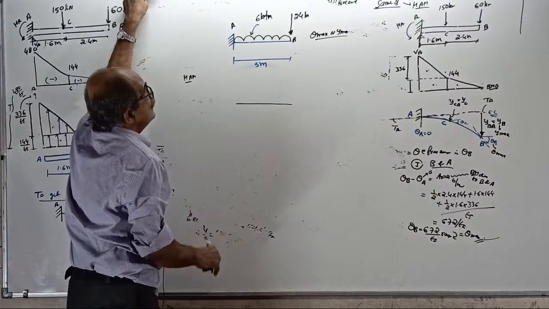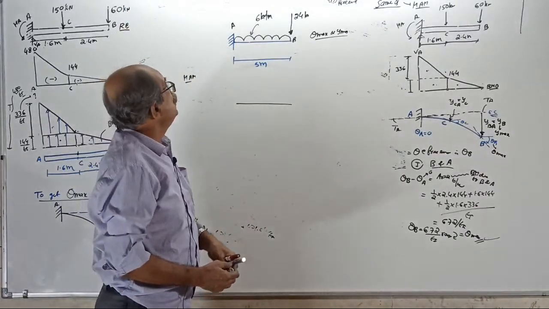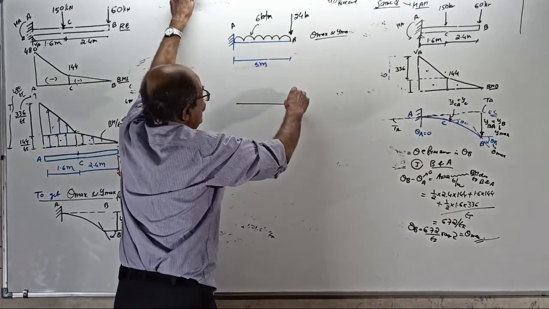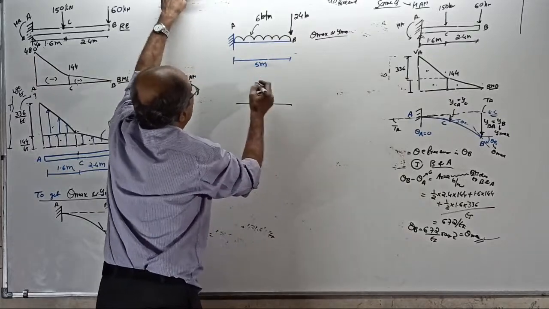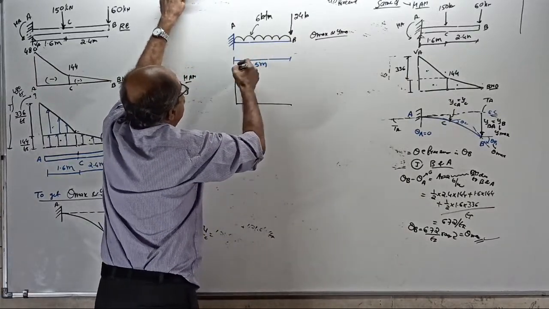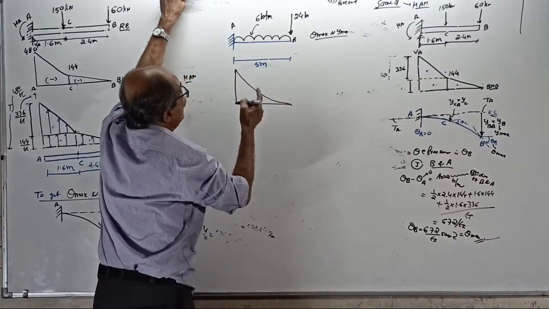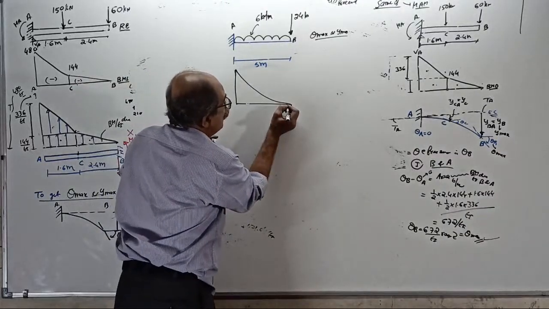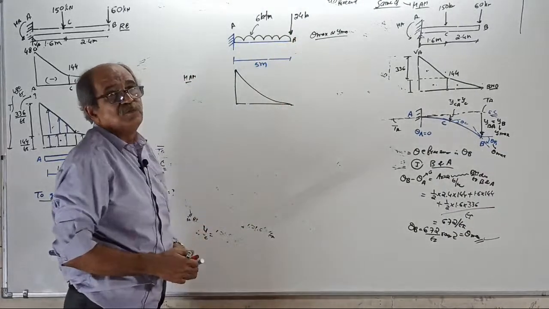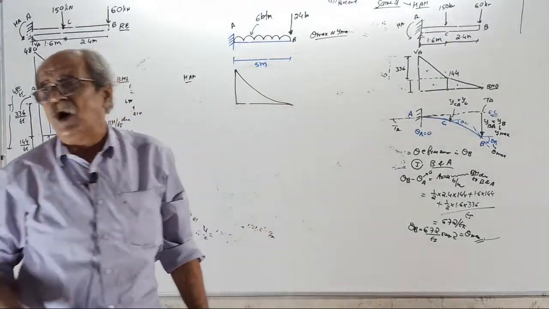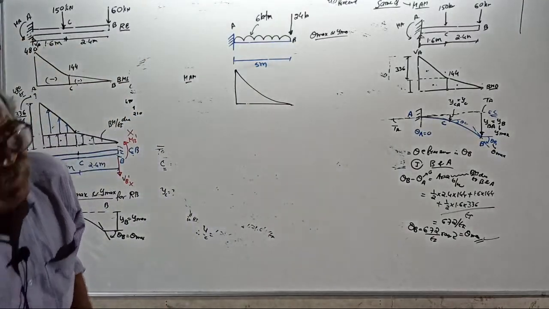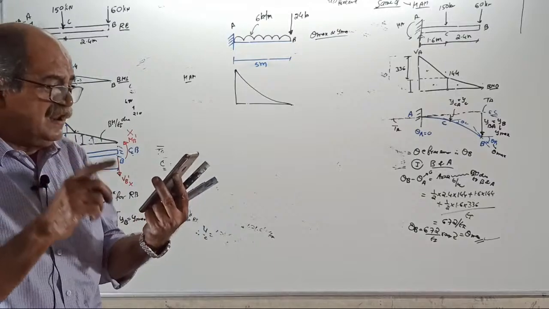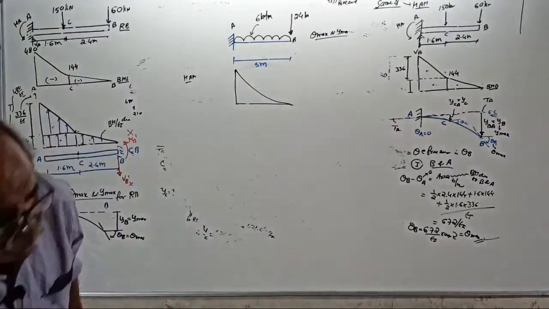BMD. Remember, you have to draw the BMD for the UDL and the point load separately. If you draw the combined BMD, the problem will come again. BM is 0 here, BM is maximum here. Then if you join this way, for that BMD this point will have a slope equal to 24. For that BMD, you cannot apply the formula. Remember, when you apply the formula for a curve, it should be valid only for the UDL. Clear or not? Okay.